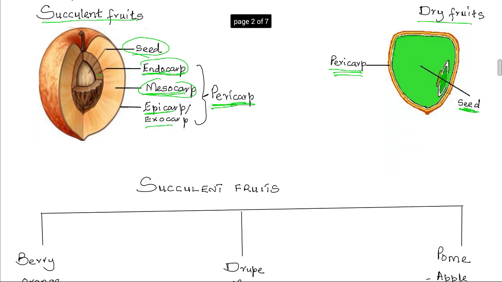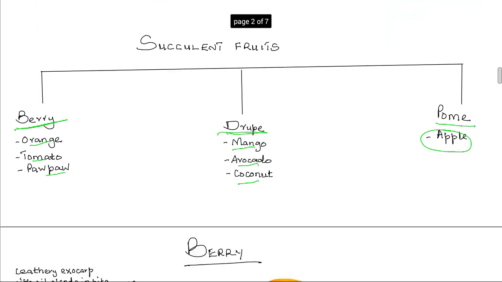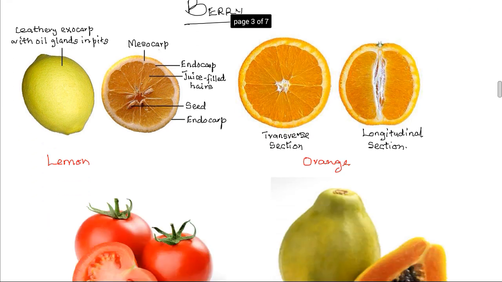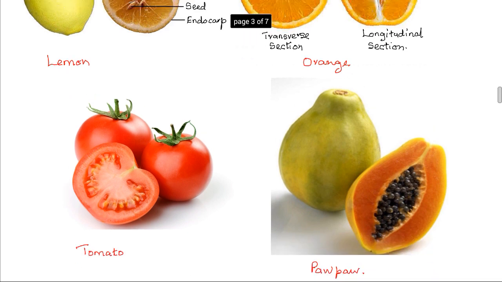Now, let's look at examples of these succulent fruits. There are three categories of succulent fruits. One is the berry. Examples include the orange, tomato, and pawpaw. The drupe, that includes mango, avocado, and the coconut. And then the pome, which includes the apple fruit. Examples of berries include the citrus fruits such as the lemon, the orange, and also others such as the tomato and the pawpaw.